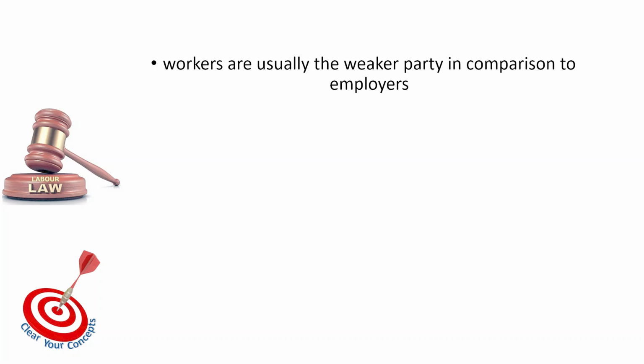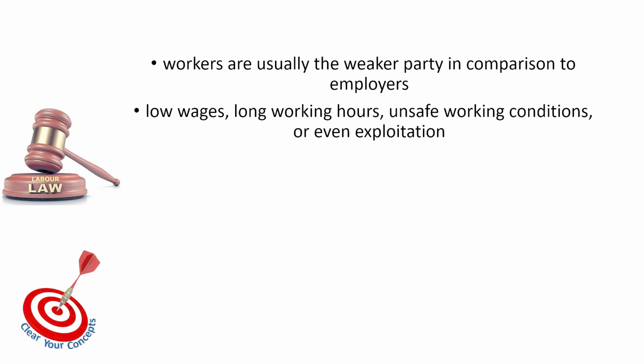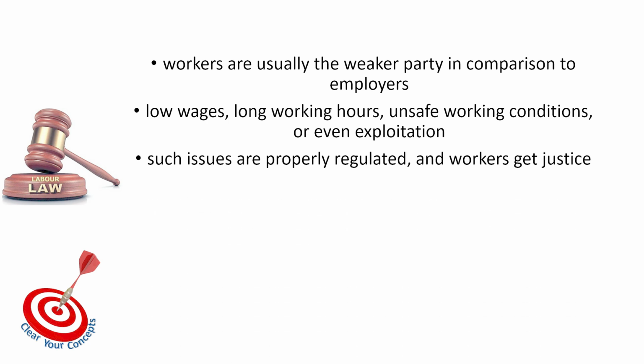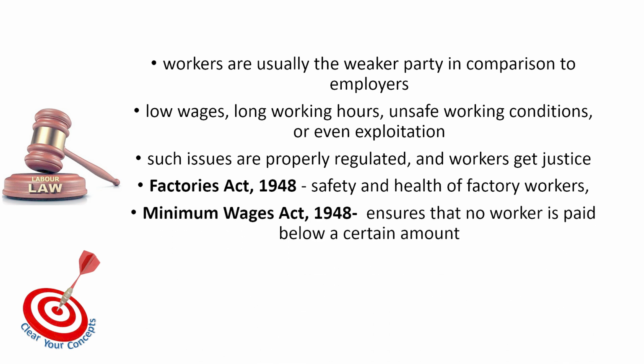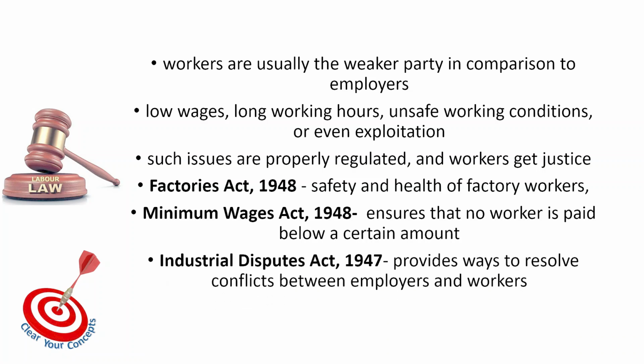Why do we need such special laws? Because workers are usually the weaker party in comparison to employers. They may face problems like low wages, long working hours, unsafe working conditions, or even exploitation. Labor legislation ensures that such issues are properly regulated and workers get justice. For example, the Factories Act 1948 talks about safety and health of factory workers. The Minimum Wages Act 1948 ensures that no worker is paid below a certain amount, and the Industrial Disputes Act 1947 provides ways to resolve conflicts between employers and workers.